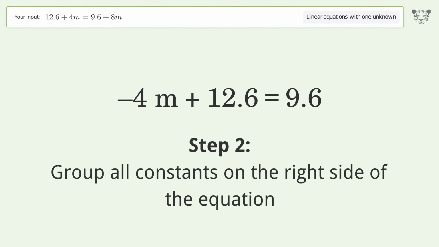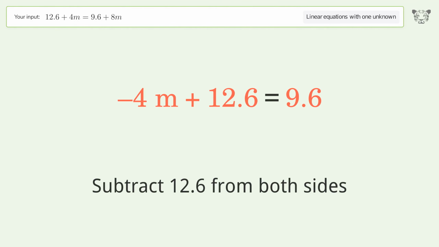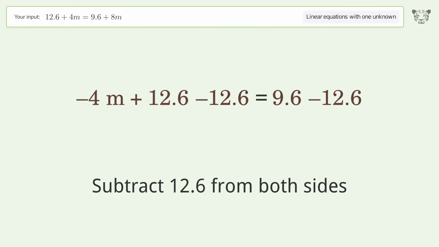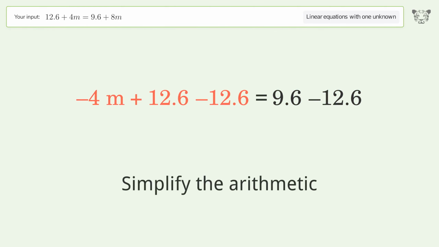Group all constants on the right side of the equation. Subtract 12.6 from both sides. Simplify the arithmetic.